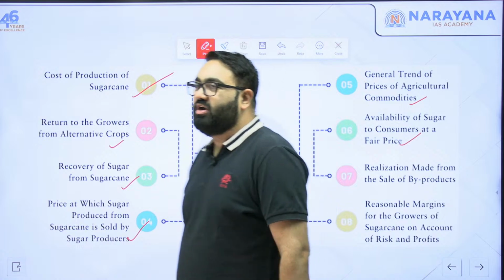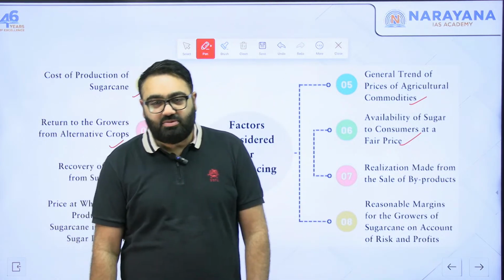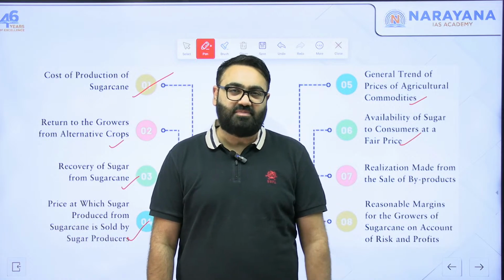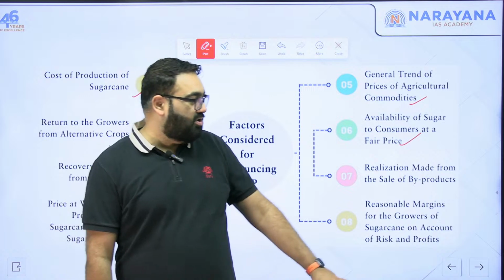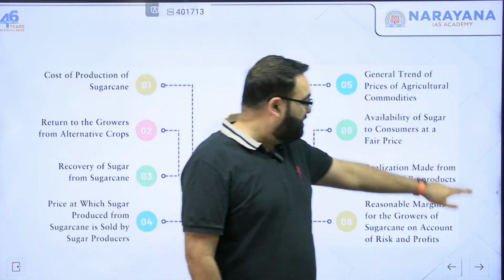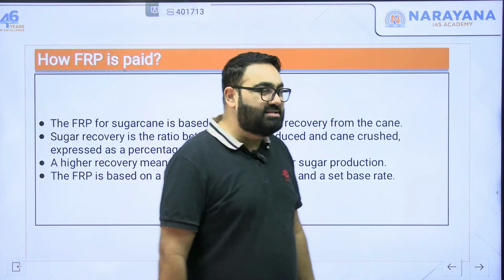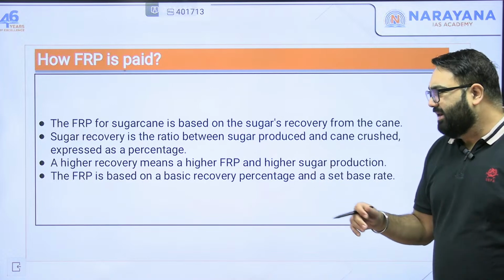So fair and remunerative price, the determination of that value is much more complicated than the MSP. It's not just based on a simple straightforward formula. It's based on a lot of factors, and that is why it remains slightly more controversial and debatable as compared to the MSP specifically. Now, how is it paid?